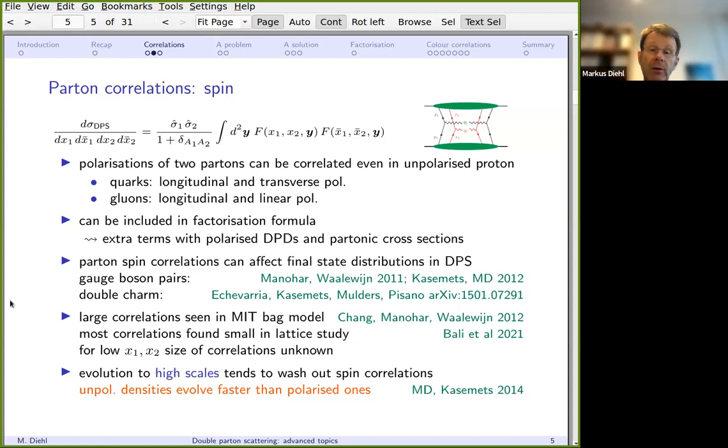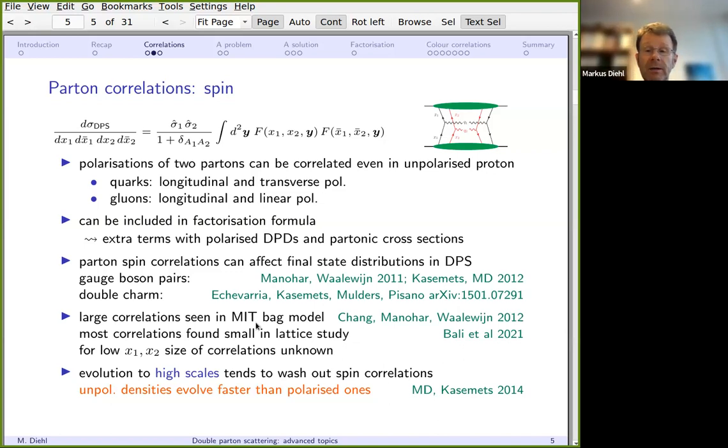You can then again try your models. In an MIT bag model, people did see large correlations between two quarks. Something surprising we saw in a study in lattice QCD some time ago was that the polarization correlations we looked at there were typically quite small, and much smaller certainly than what you would expect in a naive three-quark picture with simple three-quark wave functions. So that was a surprise, and we don't have an explanation. As usual, if you do a lattice calculation, it tells you something about nature, but it doesn't necessarily tell you why things come out the way they do.